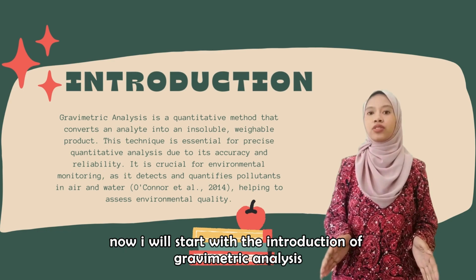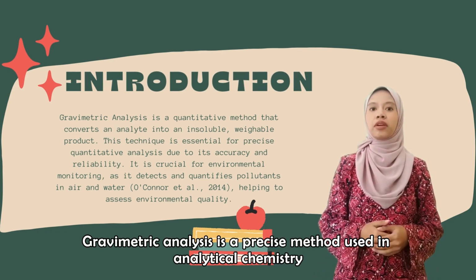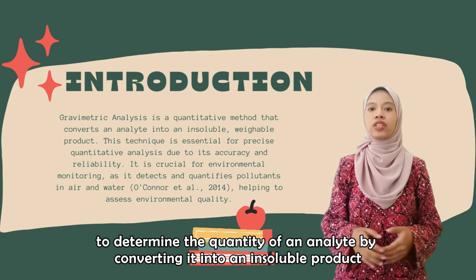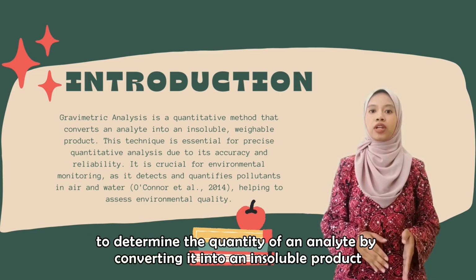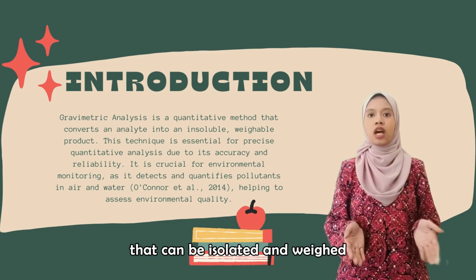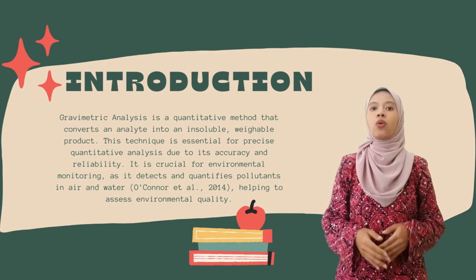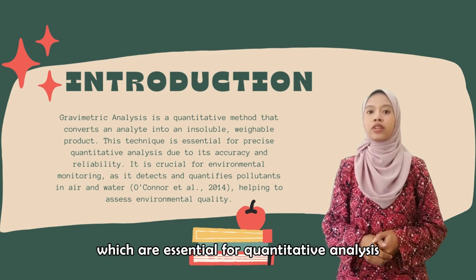Now I will start with the introduction of gravimetric analysis. Gravimetric analysis is the precise method used in analytical chemistry to determine the quantity of an analyte by converting it into an observable product that can be isolated and weighed. So this technique is highly valued for its accuracy and reliability, which are essential for quantitative analysis.